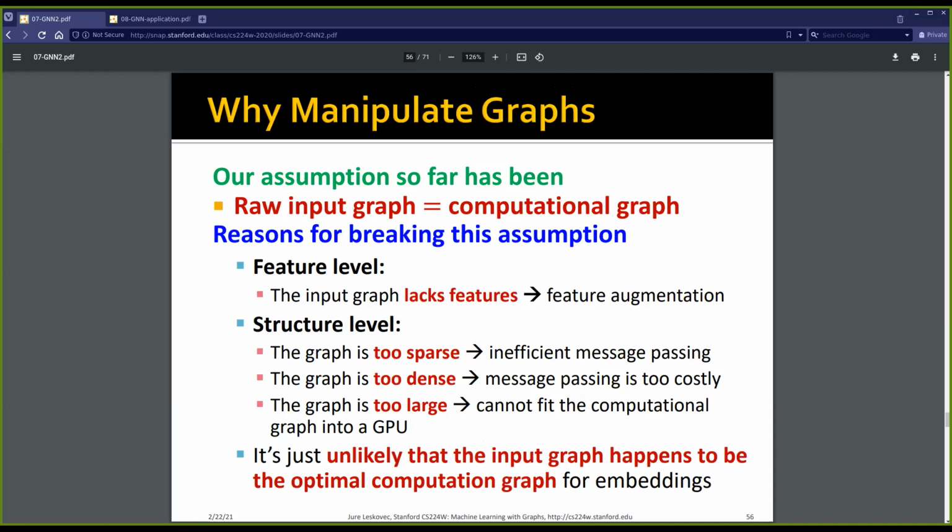And why should we do that? For example, we can have a graph where there are no features, so we need to come up with some features because graph neural networks need features to work with. In terms of the structure, a graph can be too sparse, so we would need to perform multiple rounds of message passing. If the graph is too dense, then the message passing becomes too costly. And if the graph is too large, then good luck, we cannot fit it on any kind of GPU, so we cannot train it.